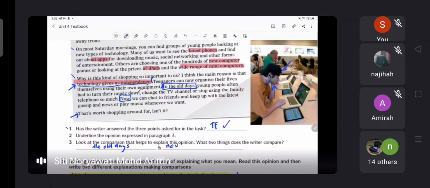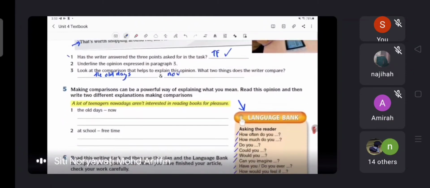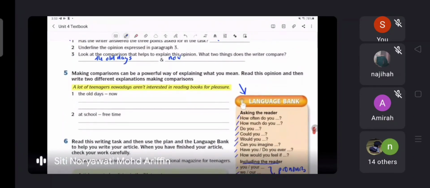Okay, so let us do some exercise on it. Okay, making comparison can be a powerful way of explaining what you mean. Okay, so read this opinion and then write two different explanations making comparisons. This is the statement. A lot of teenagers nowadays aren't interested in reading books for pleasure. Okay. How was it before? How is it now?